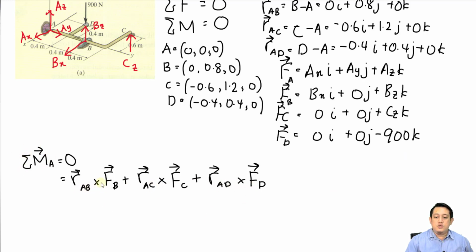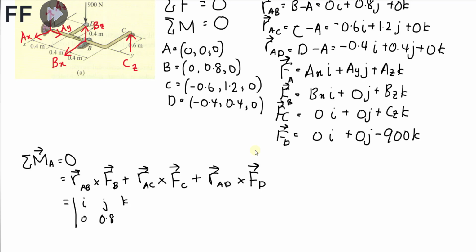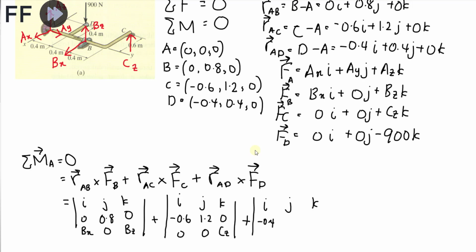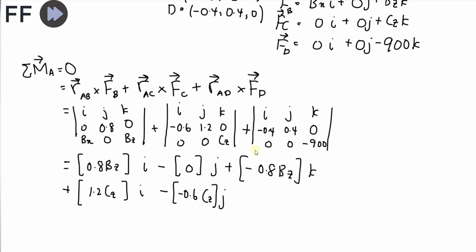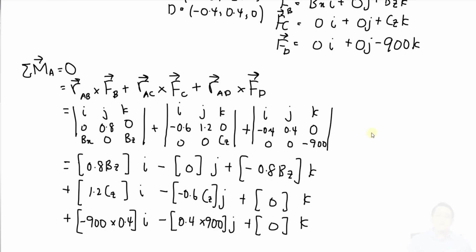For the summation here, it means that we need to sum all the moments created by all the forces, which are the reaction force at B, the reaction force at C, and also the external force at D. Okay, let's write down the matrix form. Now we've done writing down the matrix.